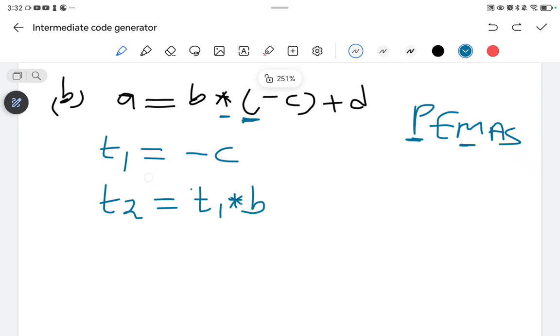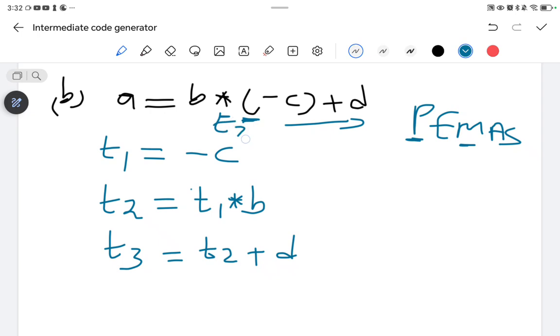And then now we're going to have T3. Now we are left with this one, so we're just going to say T2 plus D. Now we're moving that side, and this is our T2. And then we add D. T2 plus D. So this is all stored at A. So I'm going to say A is equal to T3. Now this would be our three address code.